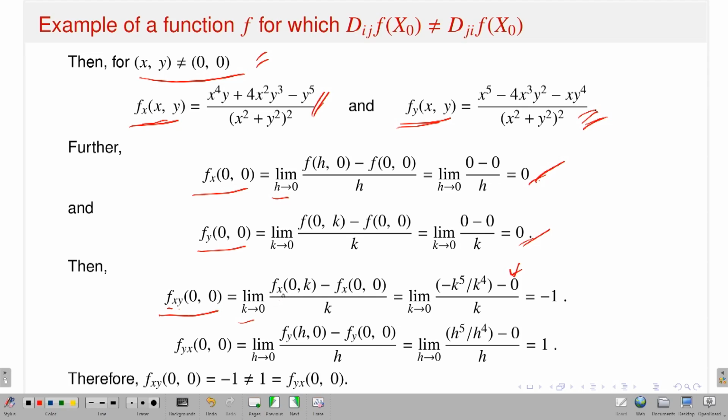Now I have to check what is f of x, 0, k, but 0, k is a non-zero point, different from the origin. Now look at the definition. F of x at the point x, y is given. So, it is just evaluated at 0, k. If I evaluate at 0, k, then what will happen?